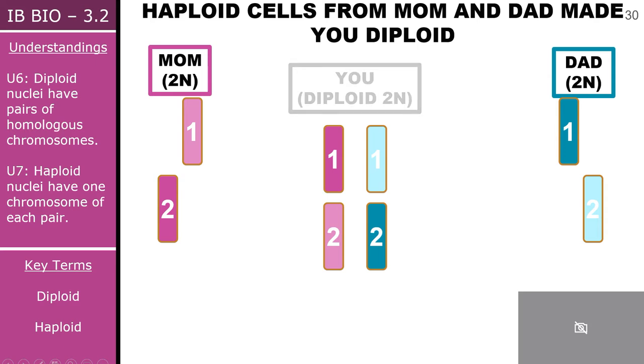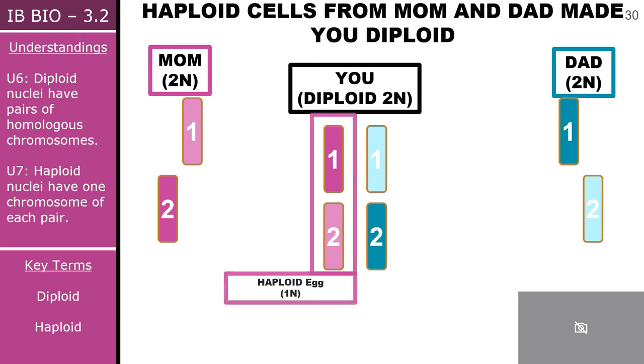So this would eventually come to make you. Again, you are also diploid because you get half from mom and half from dad, a copy of each homologous chromosome. Okay? So how this happened is that, you guys know where babies come from, right?